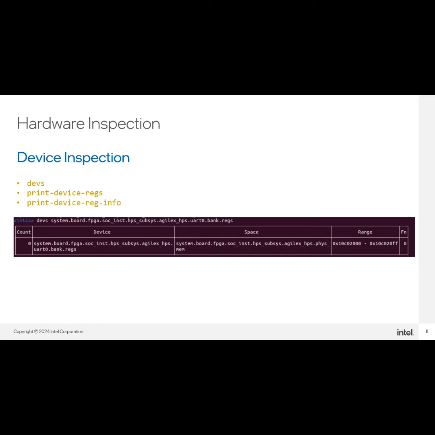The print device regs command allows us to get information about the registers in a device bank. The bank argument can be either a device or a bank object. In the example, you see that the UART0 bank is being explored with the devs command. If this argument is a device, the register information of all banks in the device will be listed. The register information is listed starting from the lower register offset, but the S argument can be used to list the registers alphabetically.